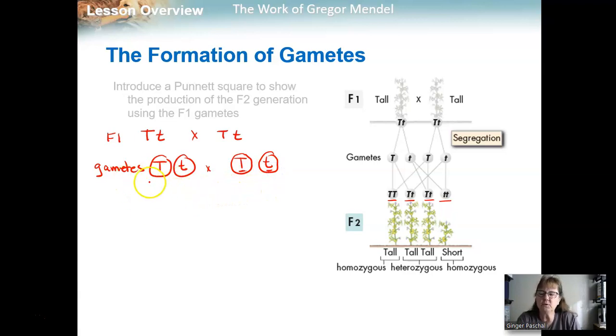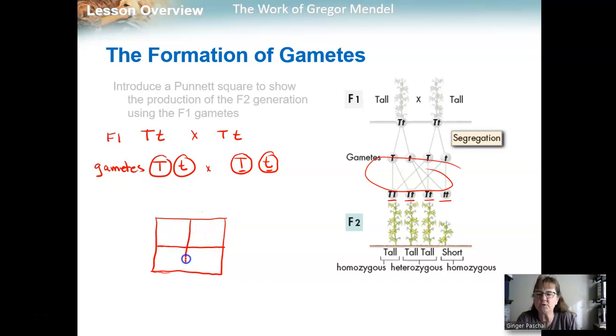So instead of crossing and drawing all these lines that we've got here, we can create something called a Punnett square. Now in this case, our Punnett square is going to be a 2 by 2 square, because we have 2 gametes for this individual, we have 2 gametes for this individual. So we're going to take the gametes from one of the individuals, and we're going to put each one of these circled pieces of information on top of each column.